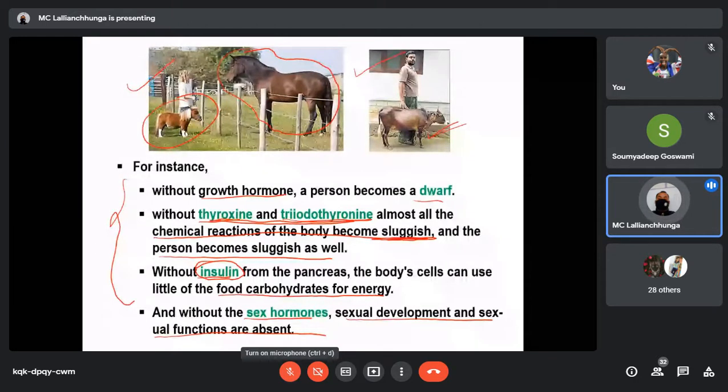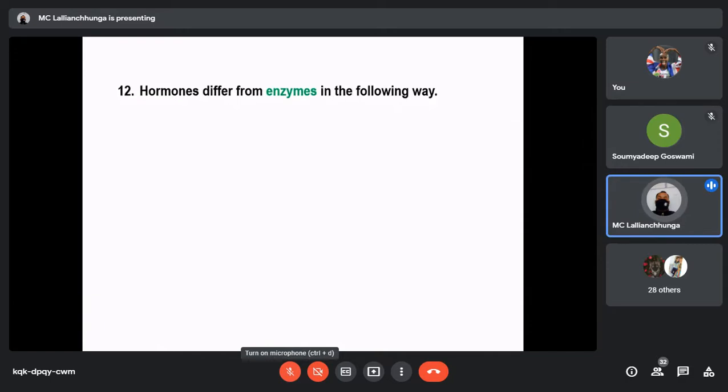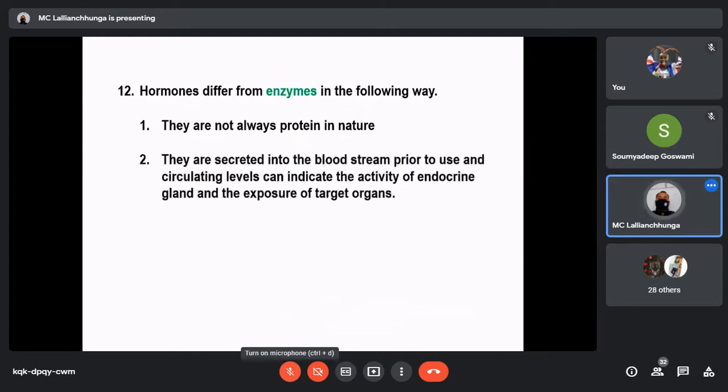Point number 12. What are the differences between hormone and enzyme? This will be important for your exam also. Point number 1, hormones are not always protein in nature, whereas enzymes are always proteins. Number 2, hormones are secreted into the bloodstream prior to use. This is not the case with enzymes.